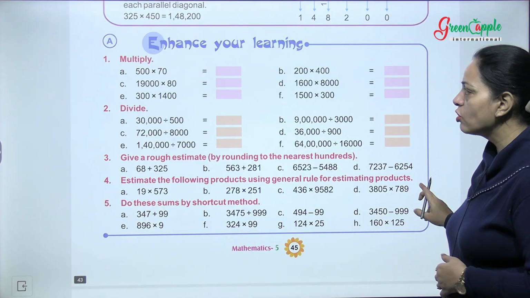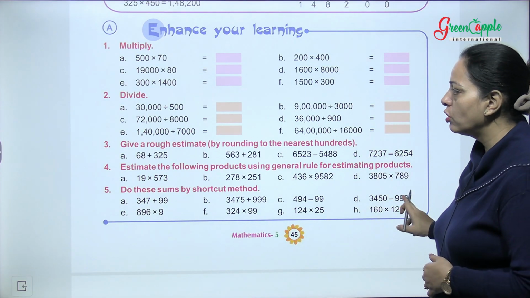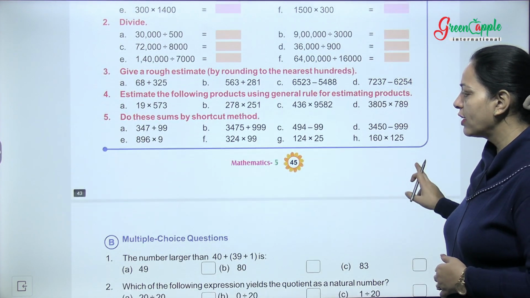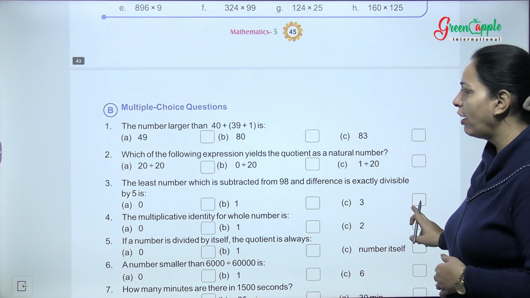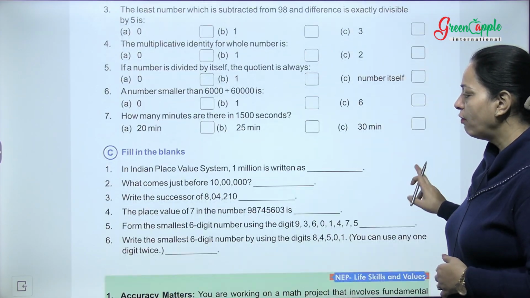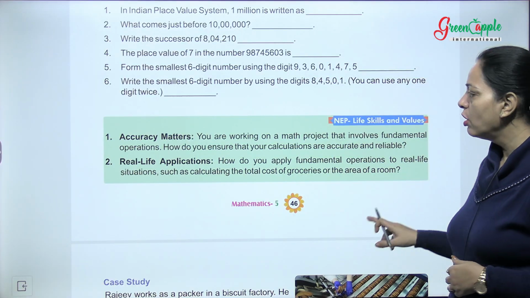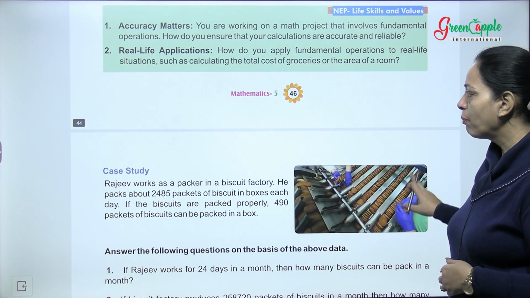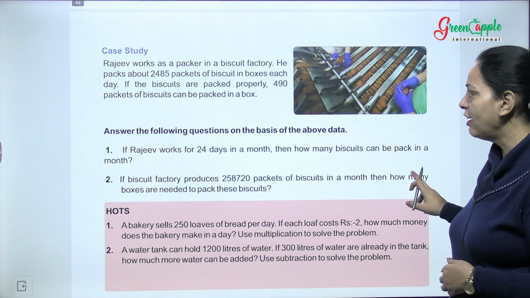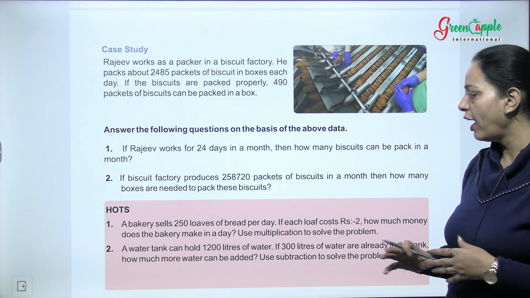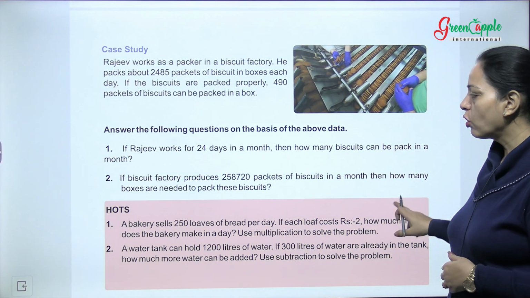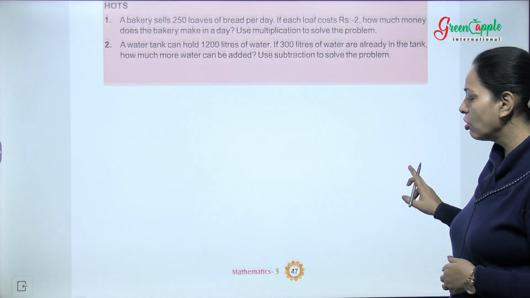So now enhance your learning. Multiply you can do, divide also. There are some questions you can try, and MCQs also, and filling the blanks. And now there is NEP, life skills and values. So you can try such types of questions and case study, very good questions, and quotes. So I hope the concept is very much clear to you.